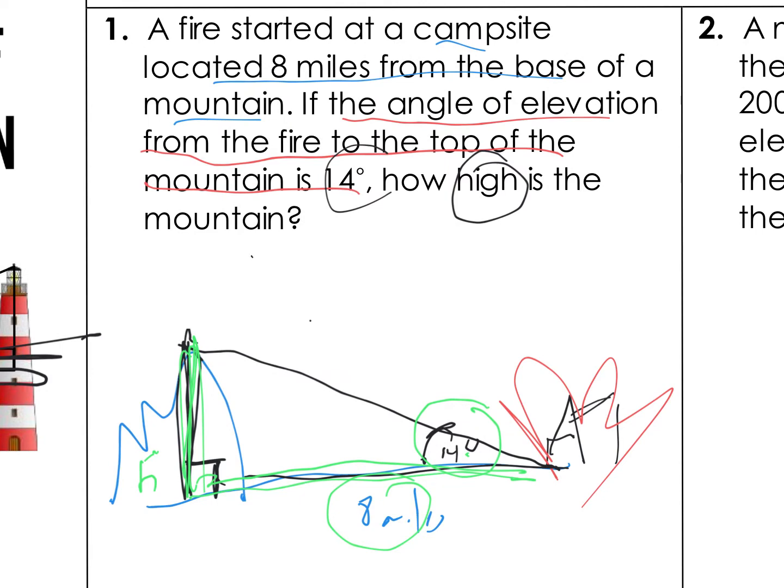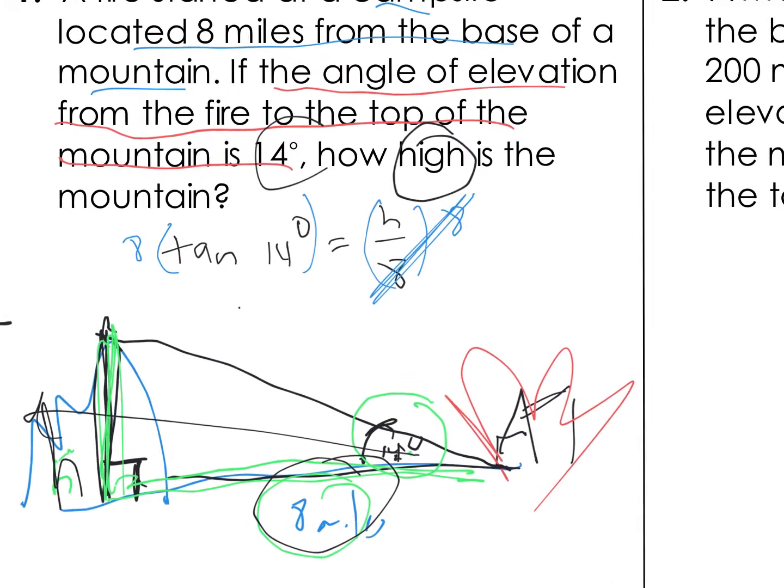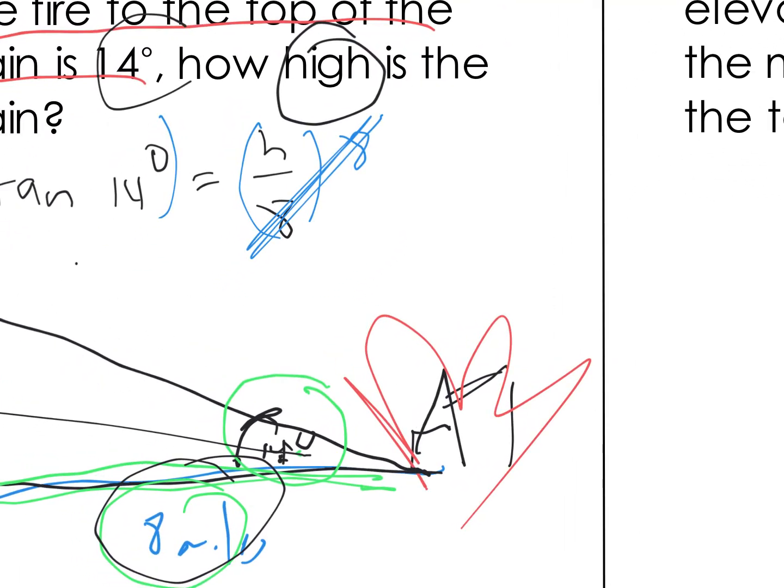So I'm going to write my tangent of 14 degrees. Did you hear Abigail say opposite over adjacent? This is my opposite of the angle. It's across the street from the angle, but it's not counting the hypotenuse. So that's my unknown H over my adjacent, which is 8. All I have to do is solve this for H. So I've got to get rid of the 8. So I'll multiply by 8, multiply by 8. The 8's cancel, leaving me the best answer in the whole world, H.